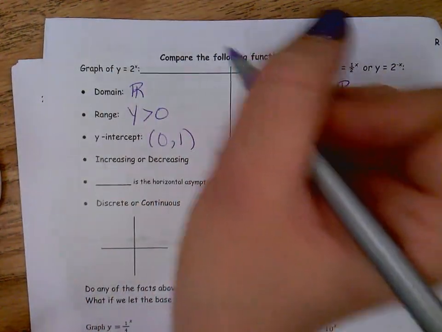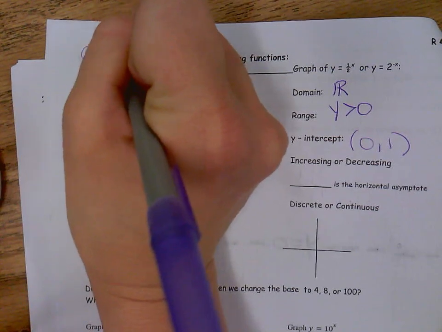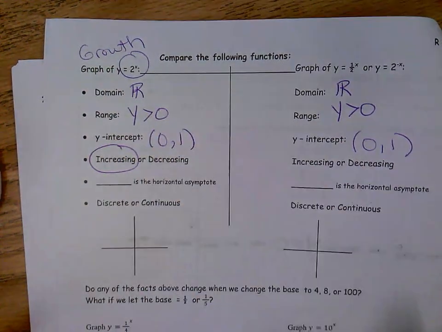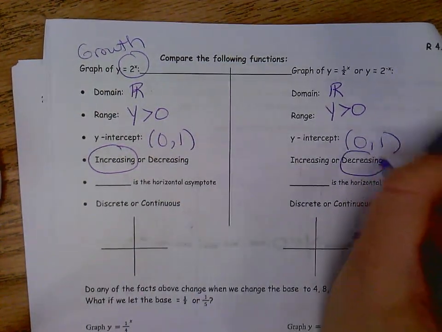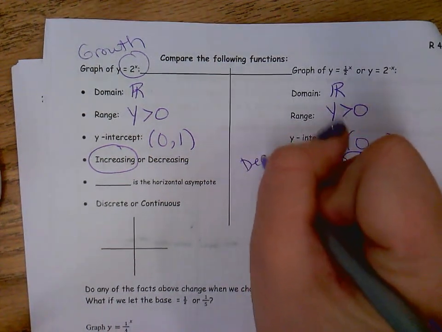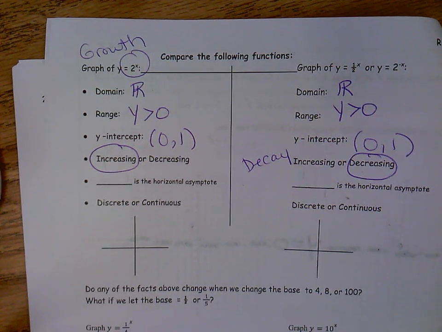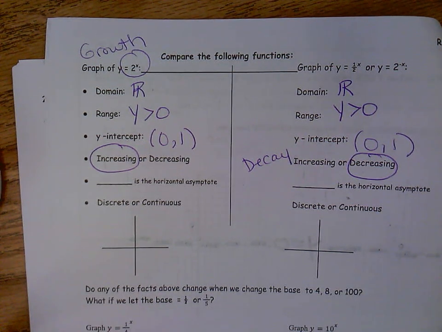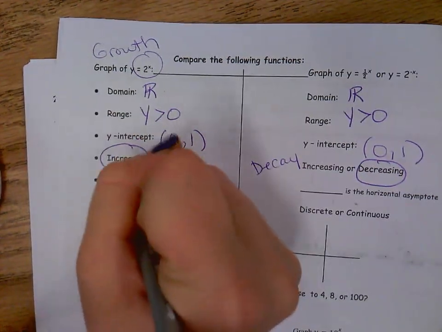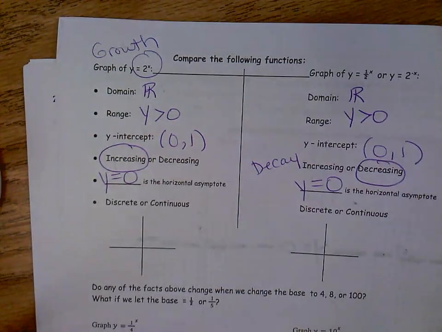Now if this was growth, right? Growth is increasing, so the other one is decreasing, decay. So that's the only difference. These graphs were increasing, like your money, and these graphs were decreasing. So something that might decrease over time is like the value of your car. Exponentially, it is worth less over time. And then we said y equals 0 is the horizontal asymptote.